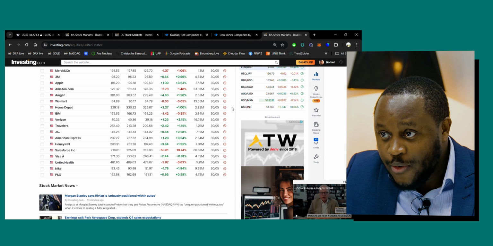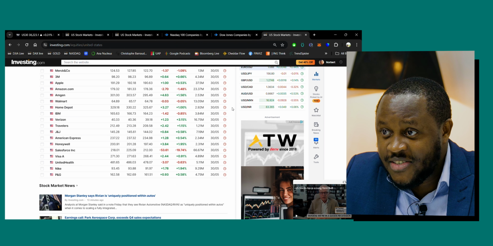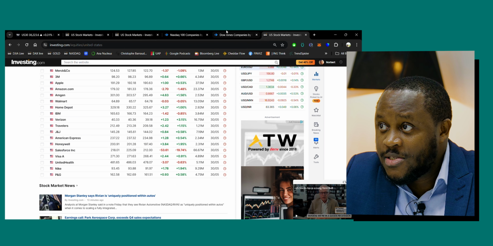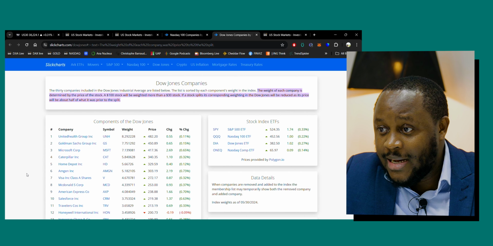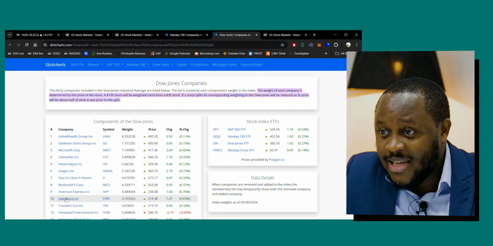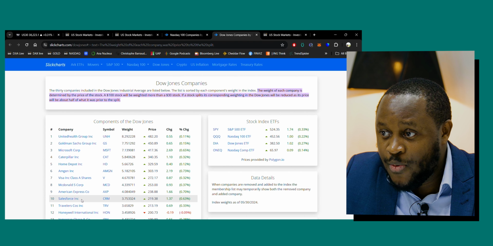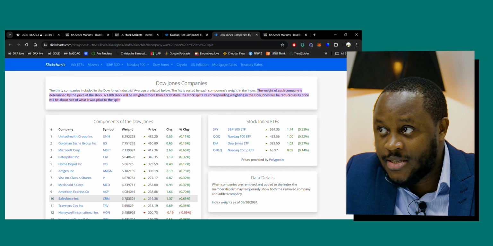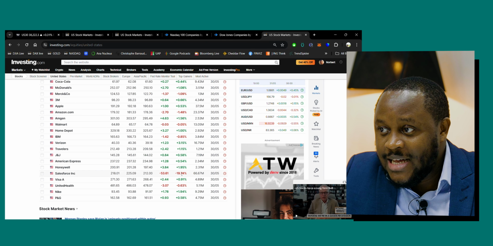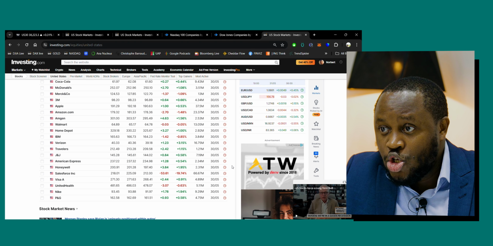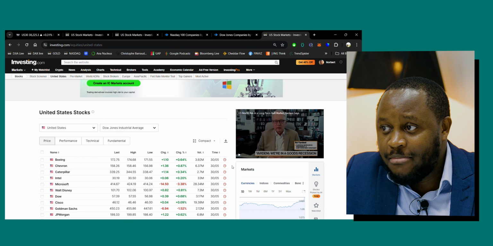Now, if you go further down the list, you have Salesforce. Salesforce has a ranking in terms of weighting. It's the 10th in the ranking with a weighting of 3.75%. Now, Salesforce was down about 19%. So already you have some of the big companies by weighting.